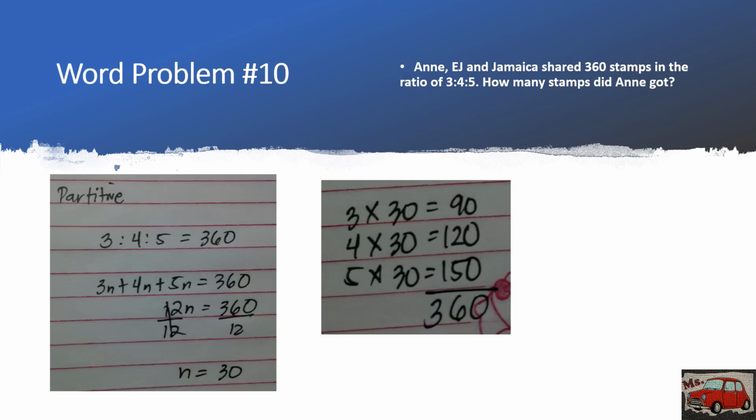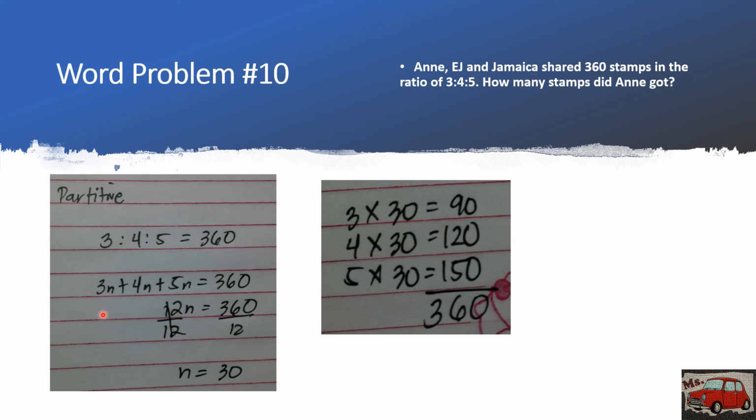Anne, EJ, and Jamaica shared 360 stamps in the ratio of 3:4:5. How many stamps did Anne get? Alright, so in this case, we have partitive proportion kasi hatiin natin yung 360 stamps natin and gagamitin natin yung ratio na 3:4:5. Okay? So alamin natin kung ilan yung stamps ni Anne, ni EJ, at saka ni Jamaica.